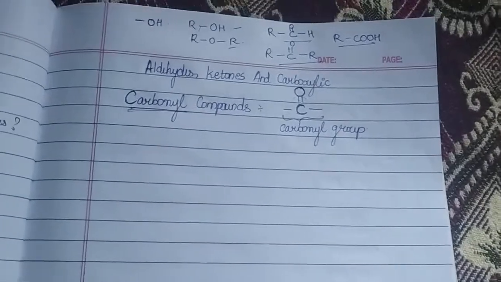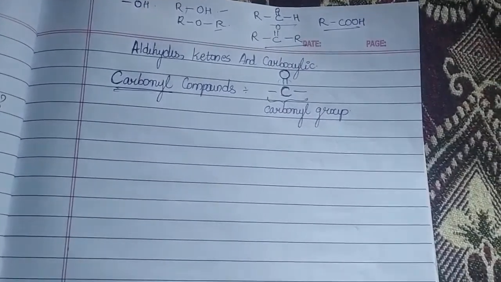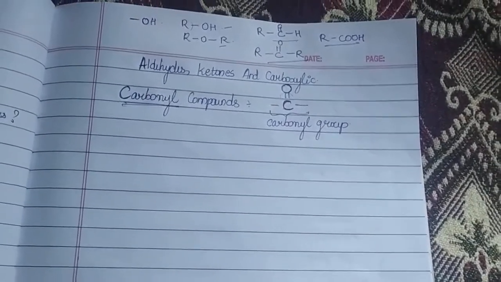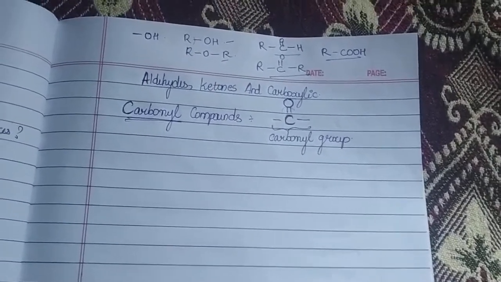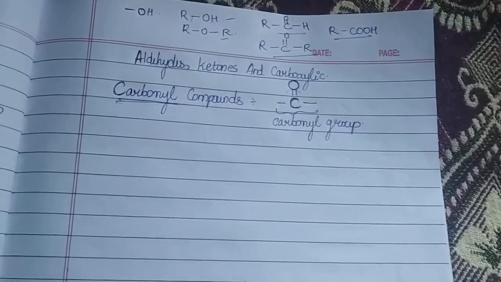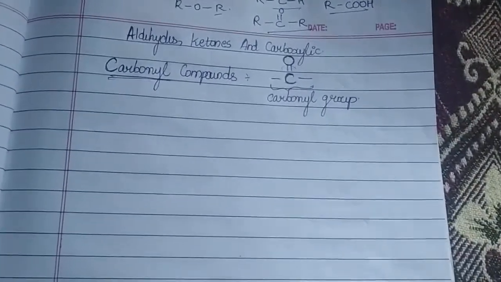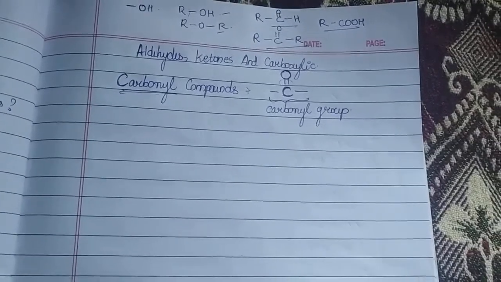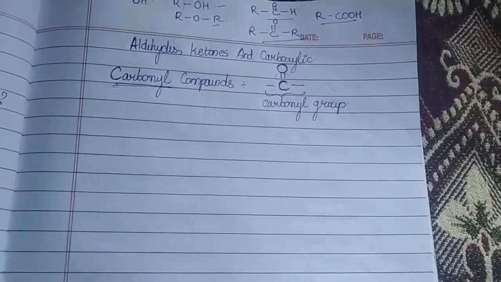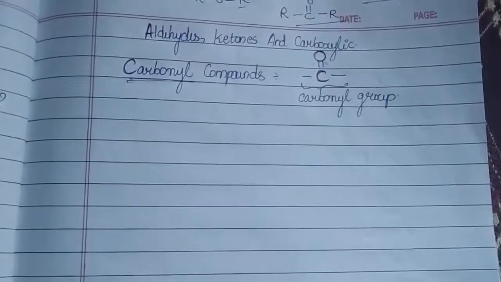So majorly we have got the difference. Alcohols and ethers are also functional groups, but they are not carbonyl compounds. But aldehydes, ketones and carboxylic acids are also functional groups, and the major difference is that they are carbonyl compounds. Is that clear? Okay, now let us move forward.